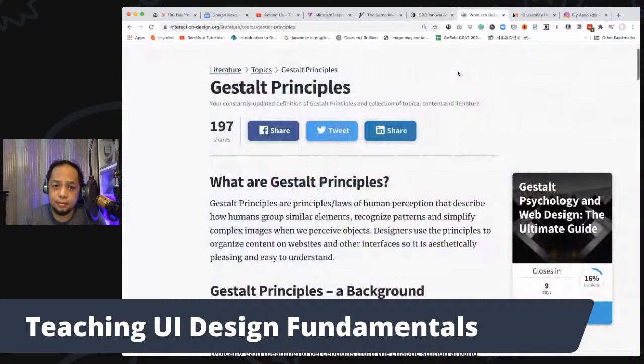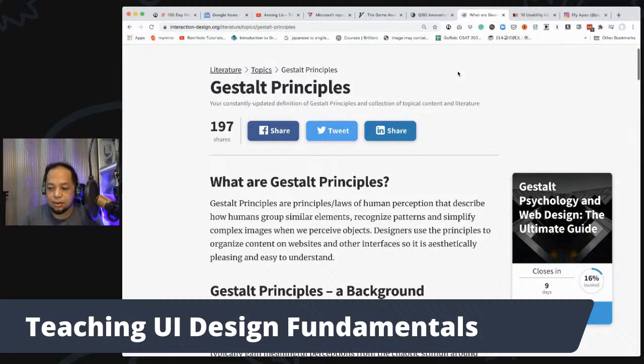I had already talked to them. They're asking what UI is, and what things about user interfaces they should know about. I basically told them, I had a session with them talking about Gestalt Principles first.